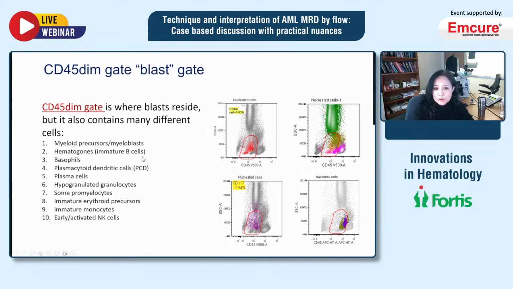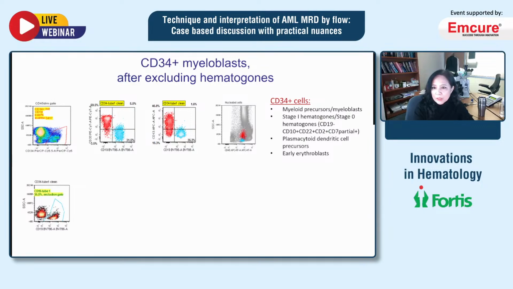So when you use this gate, you really have to know the immunophenotype of all the cells. And also when you look at a lot of cells, you lose your sensitivity. So the bottom line is you do need to look at the CD45 dim gate, but by itself it's not sufficient, right? Because you lose your sensitivity and you have to interpret a lot of other normal cell counterparts. So then we talk about the CD34 myeloid precursors.